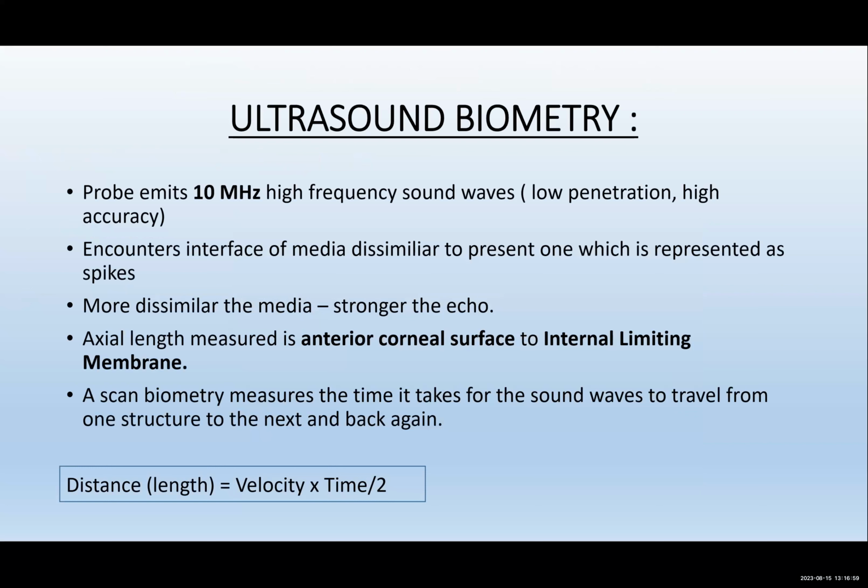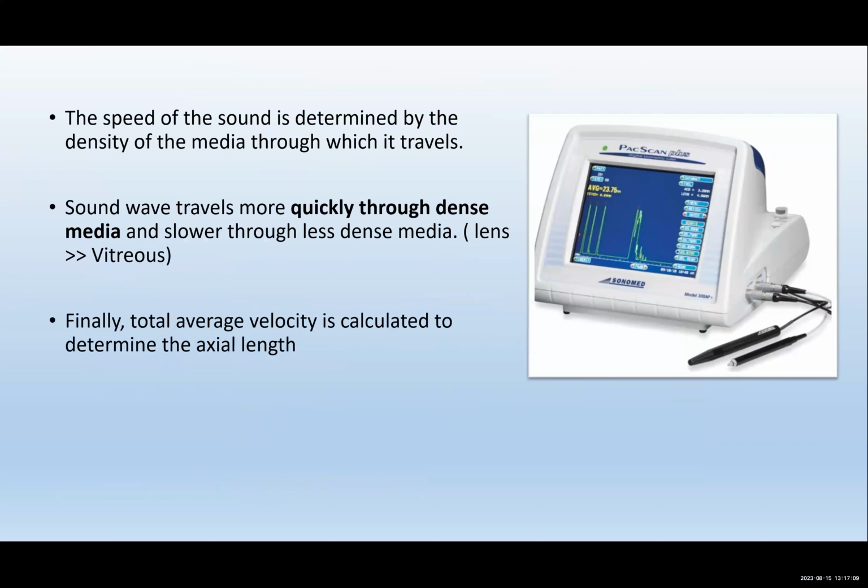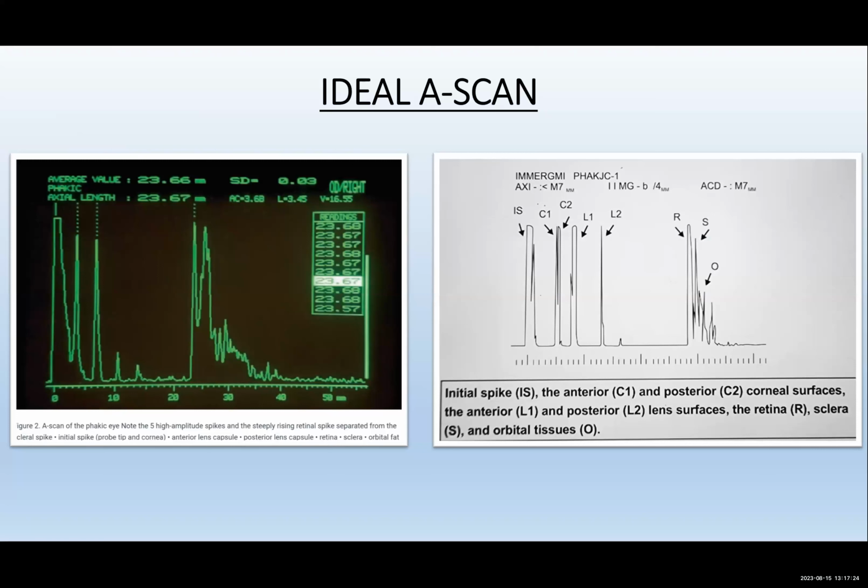Before coming to that, we use the 10 megahertz high frequency sound wave, which gives us low penetration but higher quality of the smaller details of the eye, which we need to see. The speed of the sound is actually determined by the media, how dense or light it is. If it's a dense media, it will travel even faster. Considering the various changes in the ocular media, finally we get a total average velocity, which gives us spikes when we measure it.